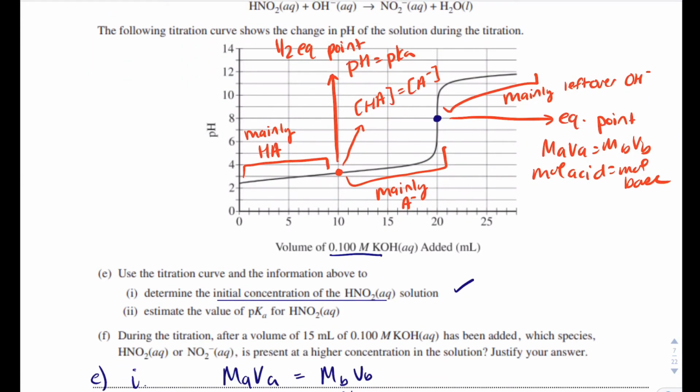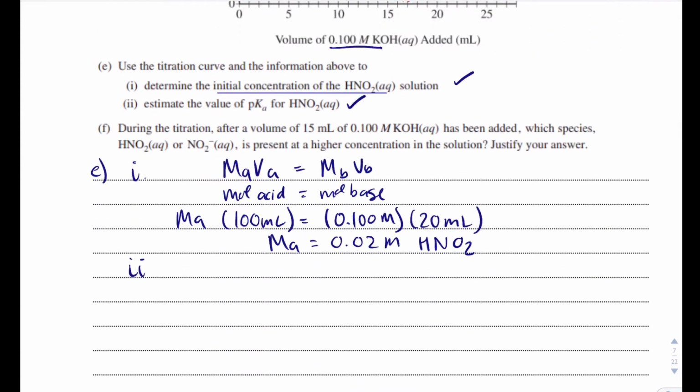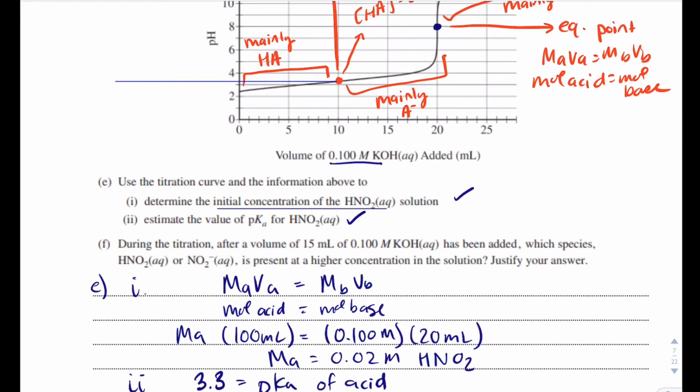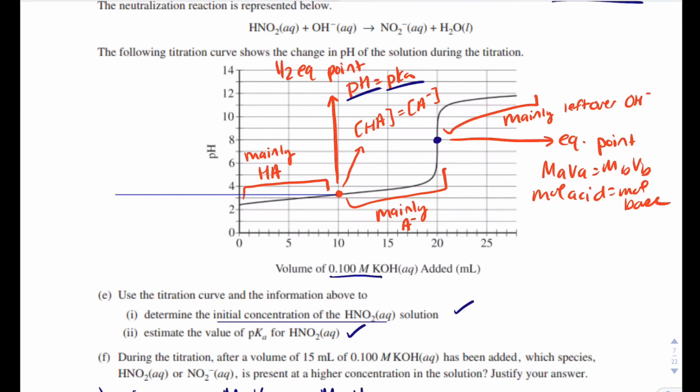So the question says estimate the value of the pKa of our acid. Well, we're just going to go to the half equivalence point because we know pH equals pKa. I'm going to estimate this. That looks to be about, I don't know, 3.3. And they don't ask us to justify, so I'm just going to make sure they know that it's for the pKa of acid. And the reason why is that the pH at the half equivalence point, or the pH at the halfway point of a titration, equals the pKa of your acid. 20 is how far you went in your titration. 10 would be your halfway point. So that's how I knew that that was a halfway point.